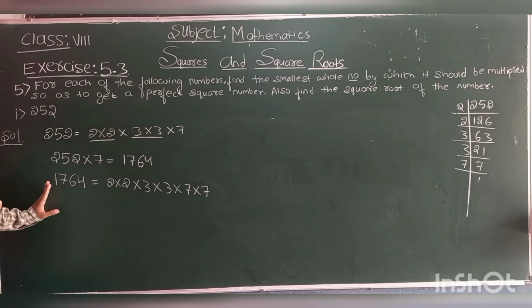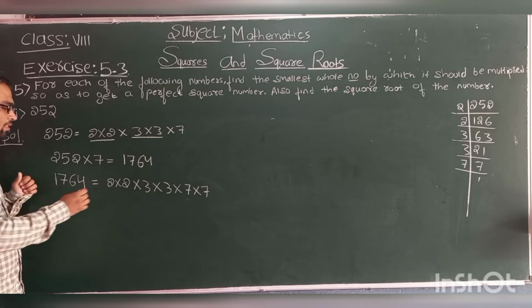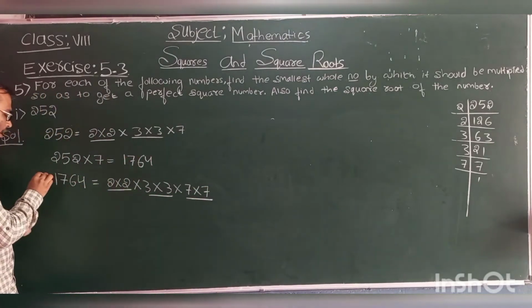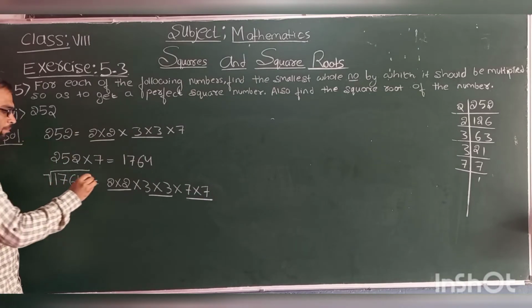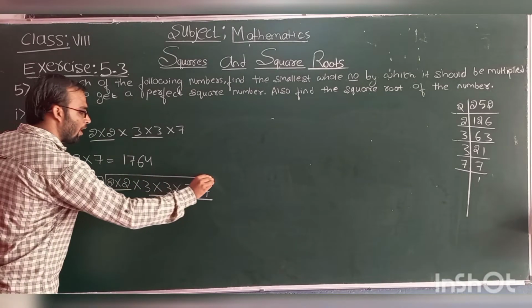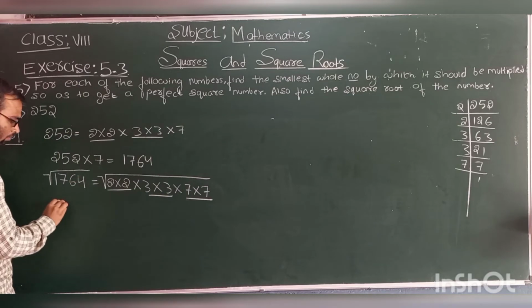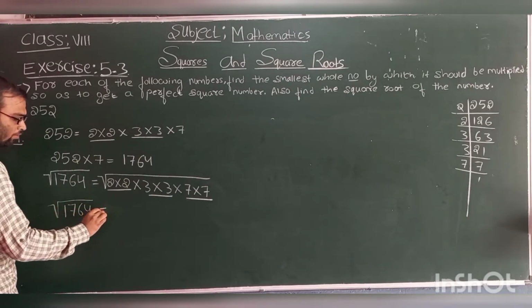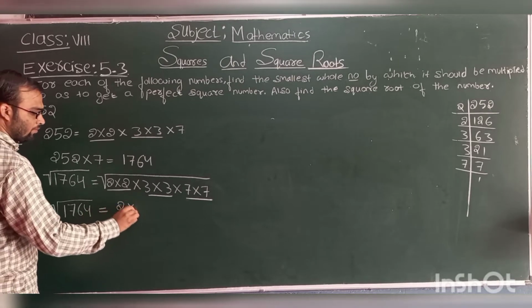So now what is the next step? This is the new number now. So now we need to find the square root of this number. Before that, we start pairing. Now we need to find the square root of this number. Put the square root symbol. Now, square root of 1764 equals 2 times 1.